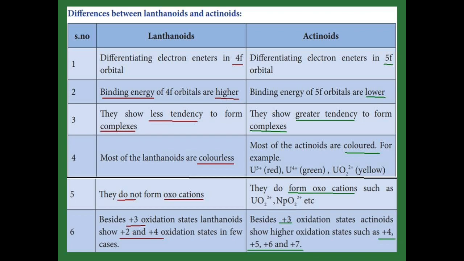And the last one, oxidation number. The common oxidation number in lanthanoids and actinoids is +3 only. But in lanthanoids, along with the +3 oxidation state, they show +2 and +4 oxidation states in a few cases. In actinoids, along with the +3 oxidation state, there is variation of +4, +5, +6 and also +7.